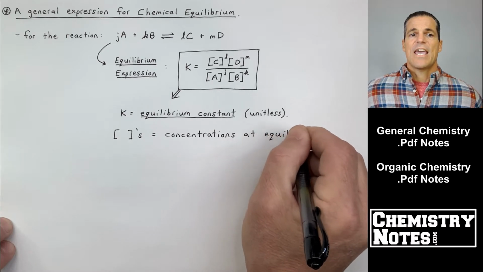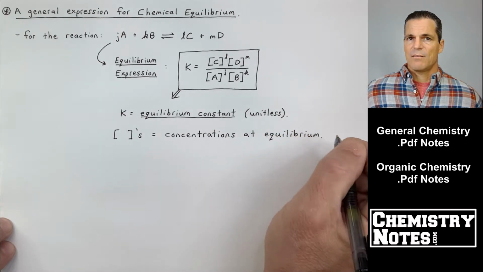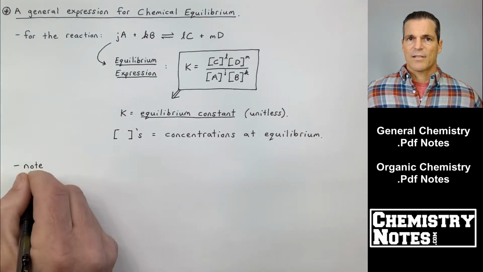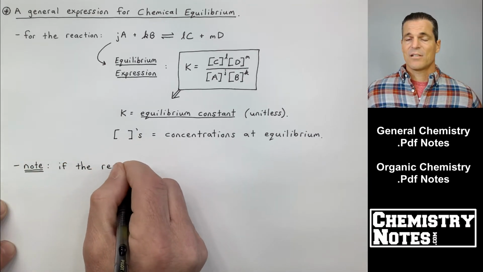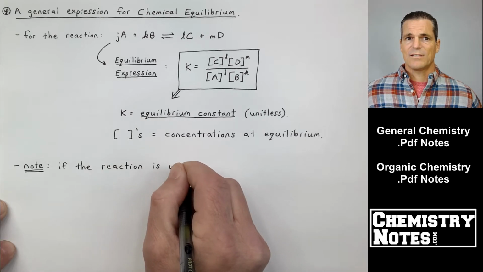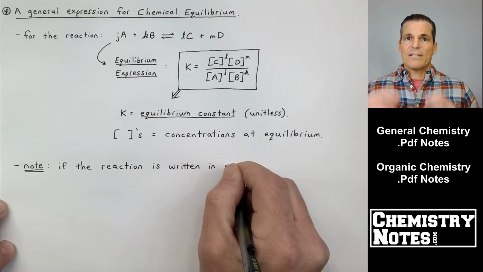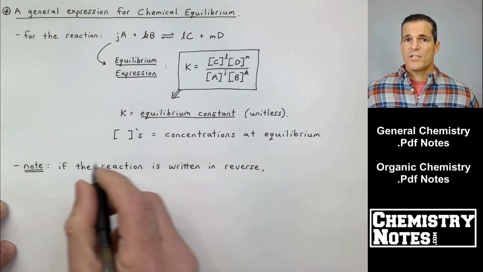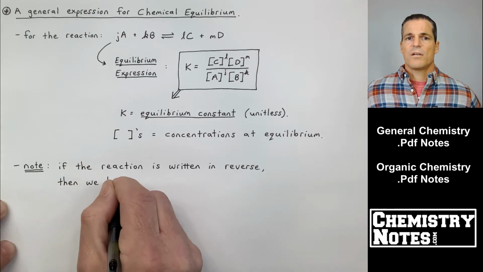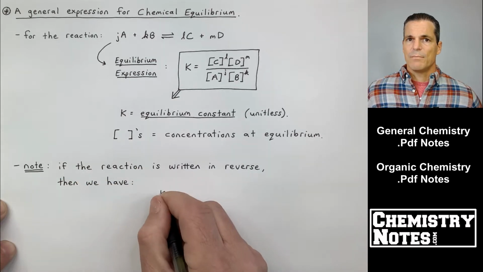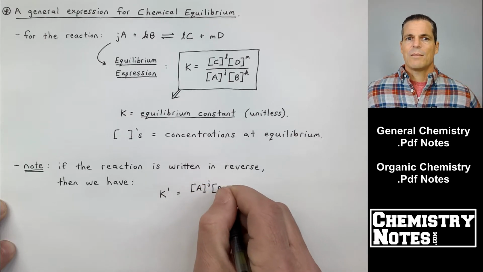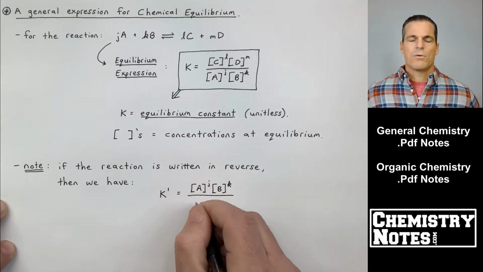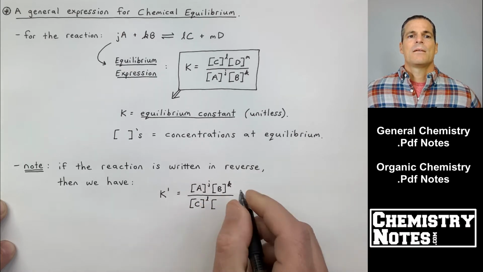So K is my equilibrium constant, and it's unitless. Okay, I'm not going to get into an argument about how K is not unitless. We're going to assume it's unitless. And then the brackets, as you know, are concentrations. Now those concentrations are concentrations at equilibrium because K is what? Equilibrium constant. Sometimes you see a little sub EQ written to the right of the brackets.